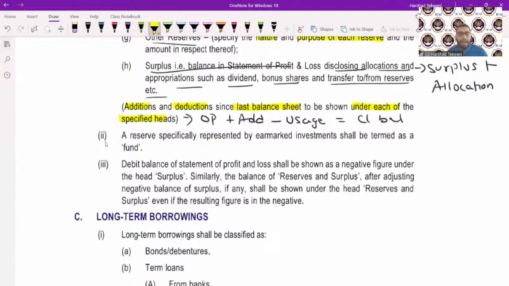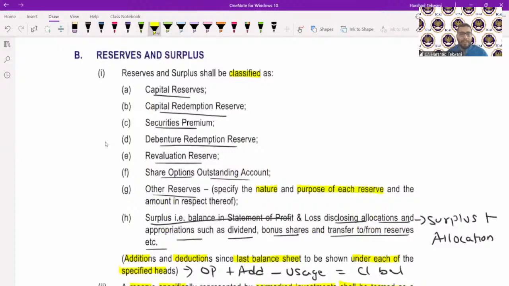Now, another criterion over here is that a reserve specifically earmarked for investment shall be termed as a fund. Why? For example, if in front of a reserve you have made an investment, let's say I need to create a reserve, and all of the amount of that particular reserve I need to deposit into some government securities. Then that reserve will be called a fund. Clear?